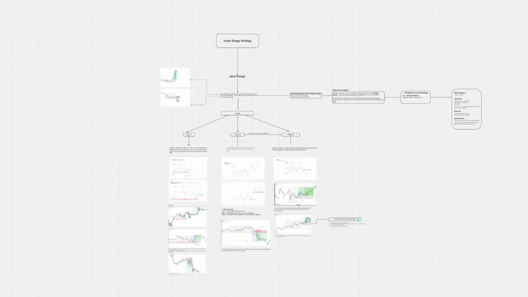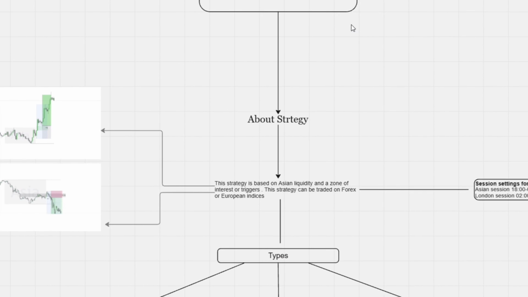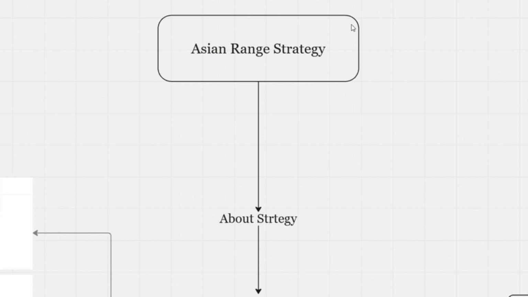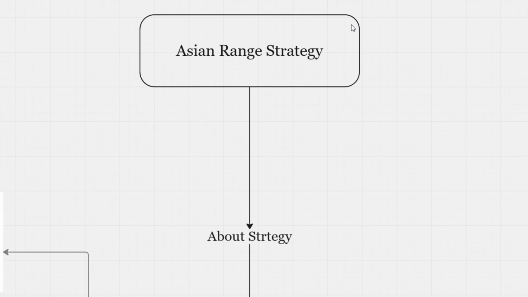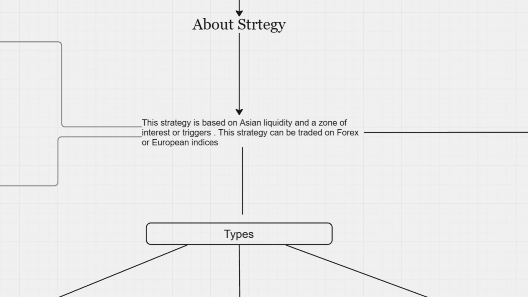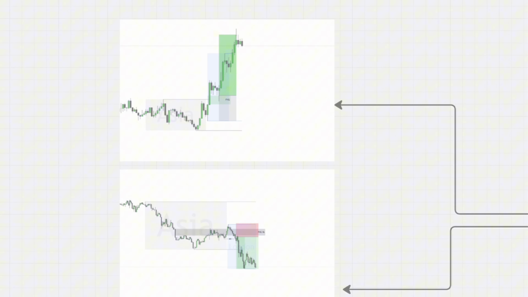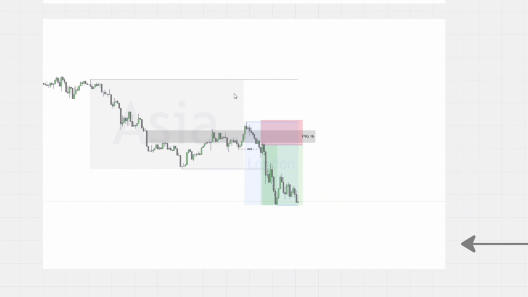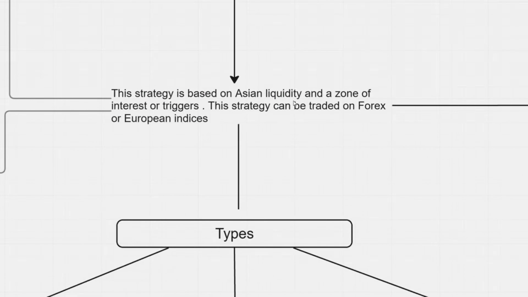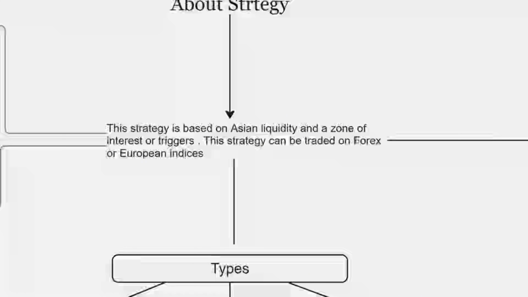Let's go! So let's talk about this strategy, which currency pairs and indexes are best suited, as well as important aspects such as risk management, setting stop losses and take profits. This strategy is based on Asian liquidity and a zone of interest or triggers. The strategy can be traded on Forex or European indexes. And now let's look at session settings for this strategy.